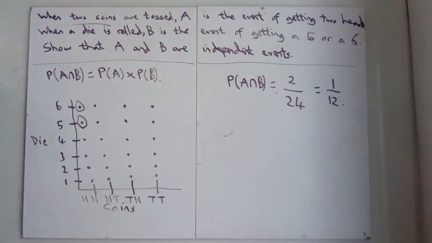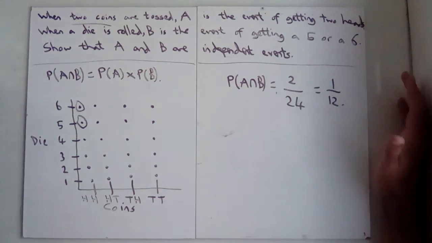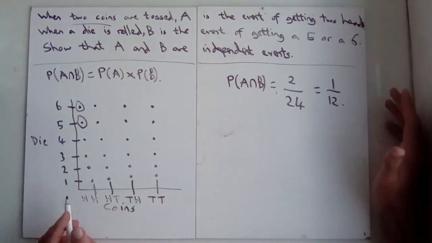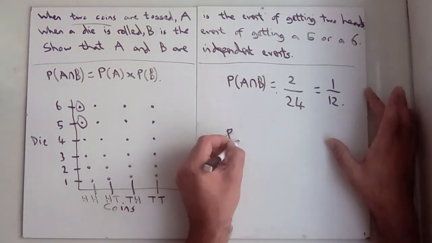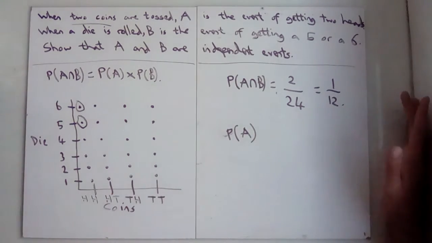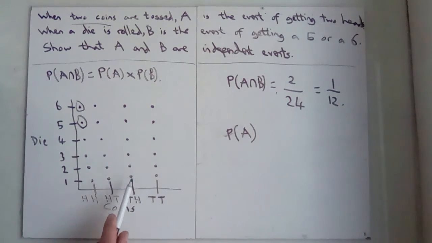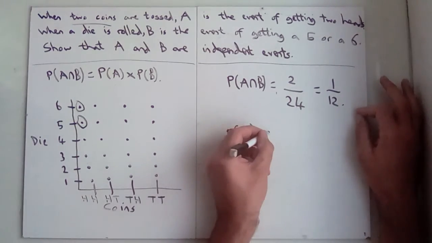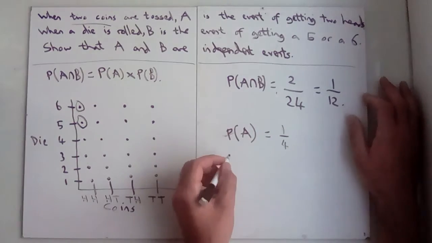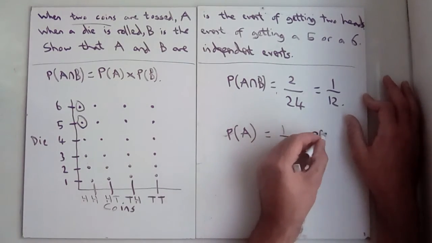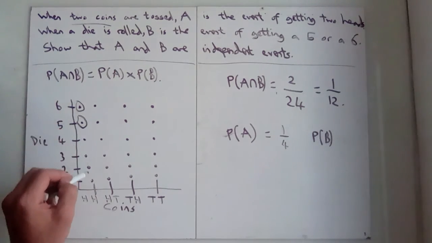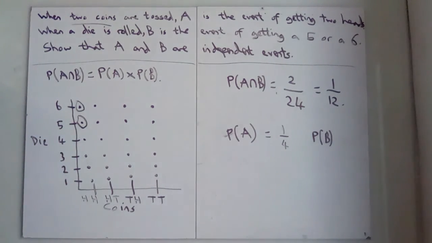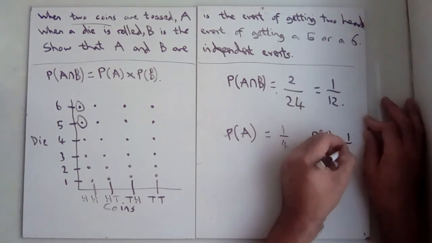So then we can find P(A) and P(B) separately. P(B) is pretty simple. The probability of A, where A is the 2 heads: there's 4 things that can happen on the coins, one of them is 2 heads, so it must be 1 out of 4. P(B) is getting a 5 or a 6 on the die, which is 2 out of 6, or 1 over 3, so I'll put 1 over 3.